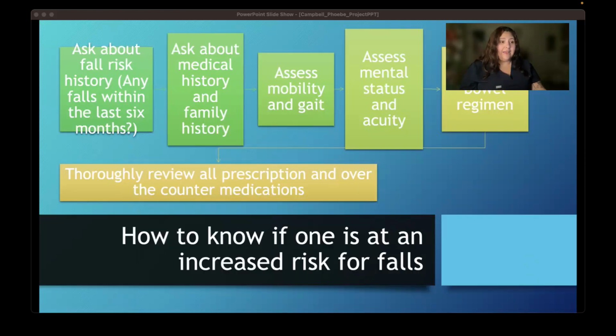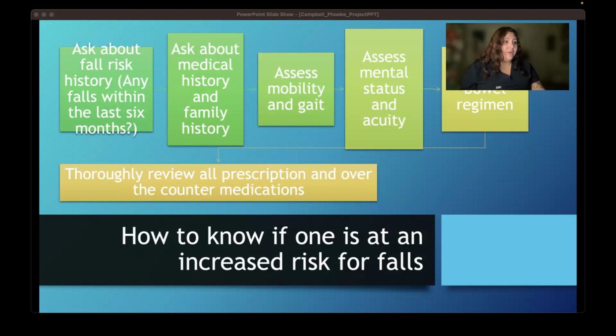So how to know if someone is at an increased risk for falling? We want to determine if someone is a high fall risk. At many facilities, these protocols are in place to determine if someone is a low, medium, or high fall risk. At my facility, we use the Johns Hopkins Fall Assessment Tool, which measures based on assessment and history if someone is a low, moderate, or a high fall risk. We're going to ask, have you fallen within the last 6 months to a year? If this is a yes, this will determine a lot. This already puts them at a higher risk for falling.